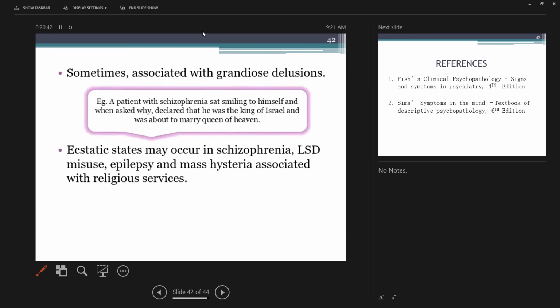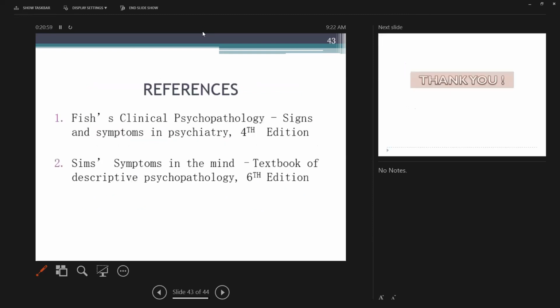For example, a patient with schizophrenia sat smiling to himself, and when asked why, he declared that he was the king of Israel and was about to marry the queen of heaven. Ecstatic states may occur in schizophrenia, LSD misuse, epilepsy, and mass hysteria associated with religious service. My references are Fish's Clinical Psychopathology and Science.